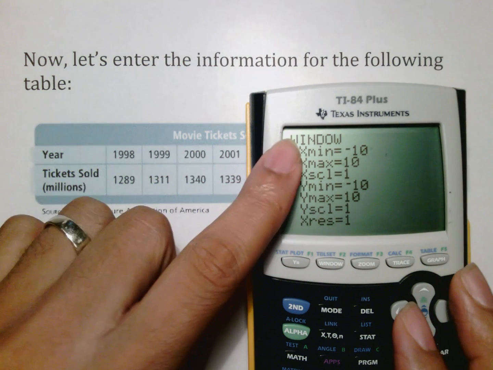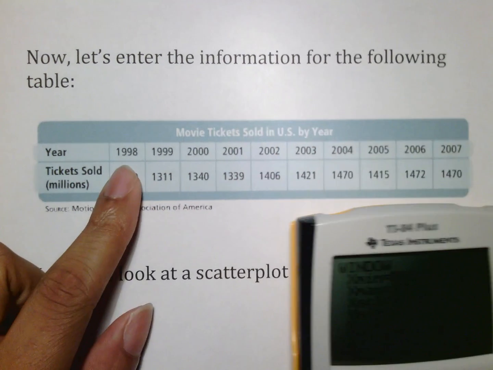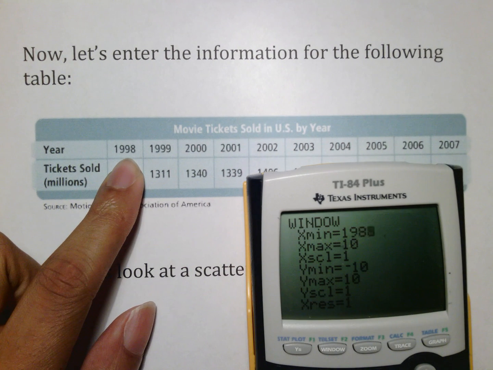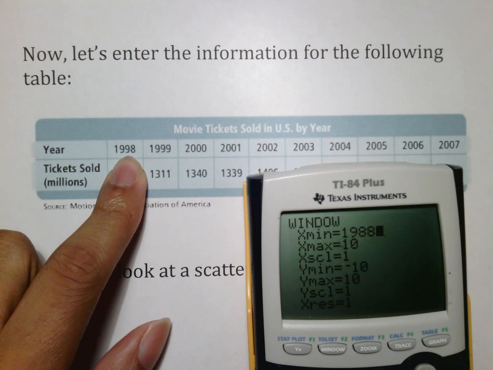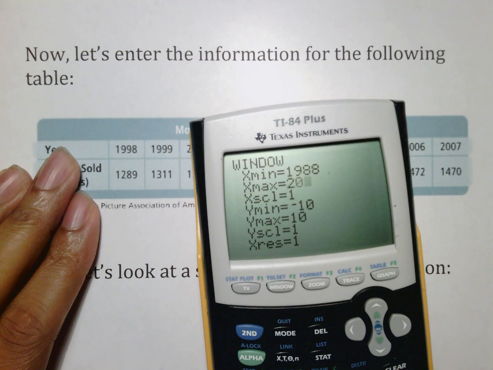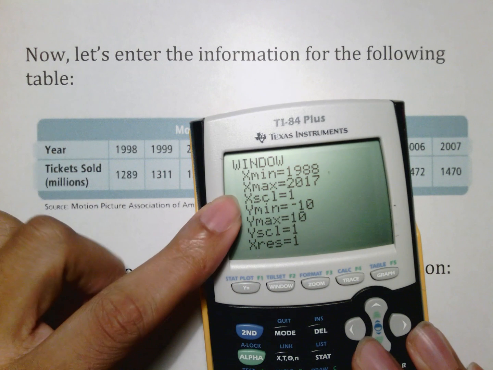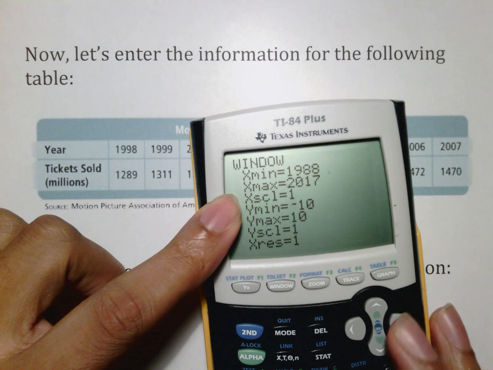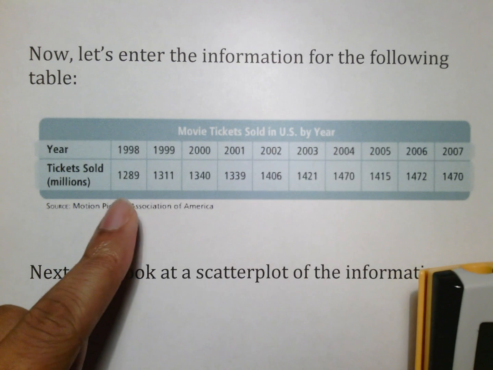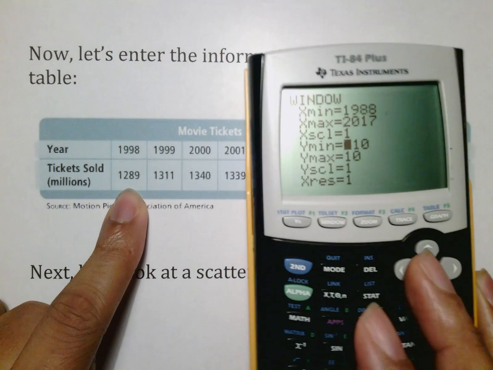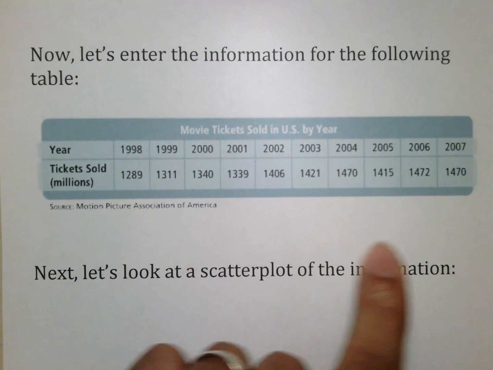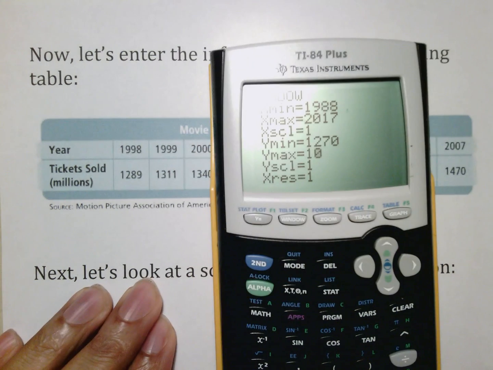And remember, your X minimum represented the lowest amount, and what I told you was that you could probably pick about 10 lower than that. So I would do 1988 for that, just because 1998 is the lowest number I use there. And I would go to 2017 for my X max. Don't touch the scale, because that's really not important there. Your Y minimum means find the minimum Y number. So looks like 1289 is my lowest, so I'm going to do 1270. And my maximum Y looks to be about 1470, so I'll do 1480.